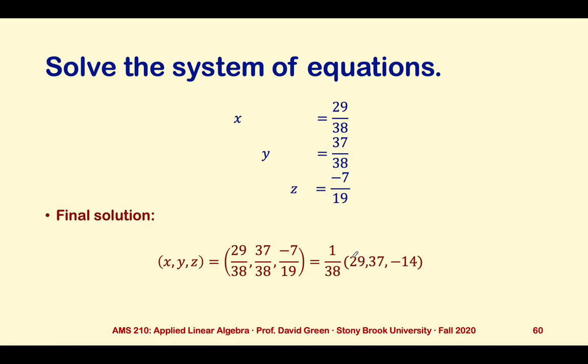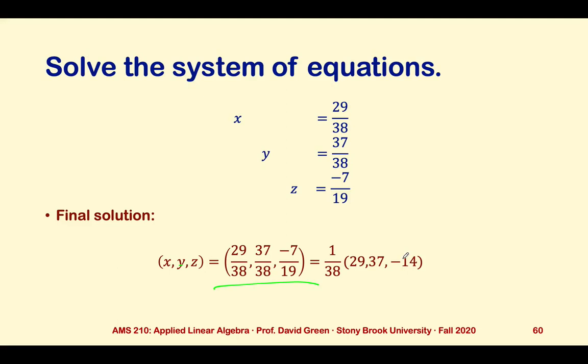Thus, our final answer for the system, we can either write it as a set of individual values for the variables, or in vector form as x, y, z equals 29/38, 37/38, and -7/19. Or if you prefer, we can factor out a 1/38 and have whole numbers in the vector. A unique solution for this system.